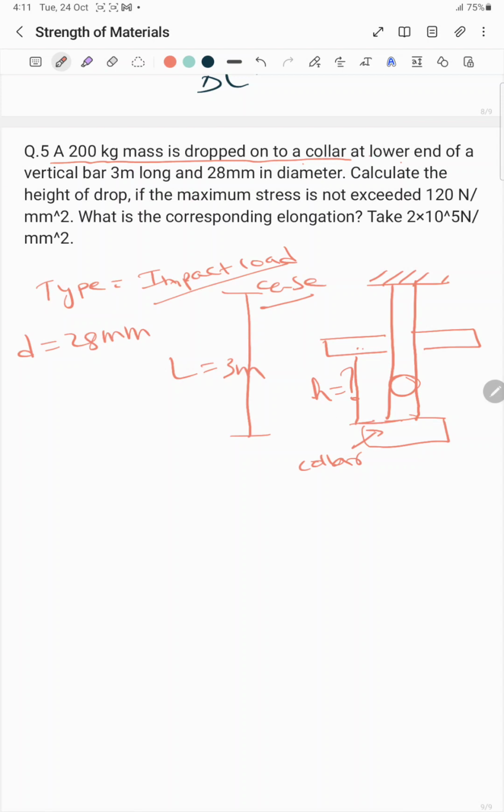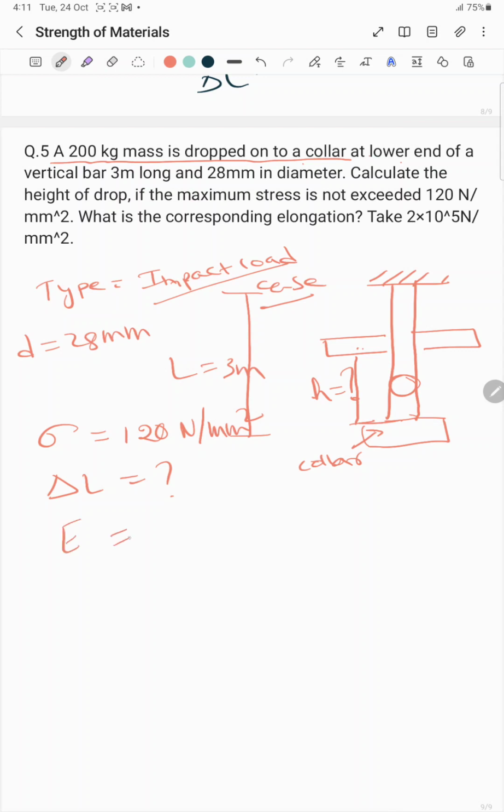Now, the maximum stress should not exceed 120 Newton per mm square, so stress is also given. What is the corresponding elongation? So we need to find the delta L value also. Delta L is nothing but the change in length.